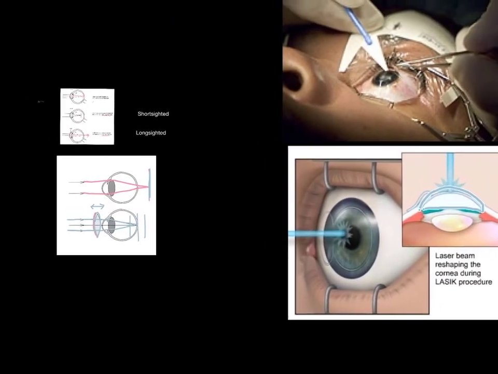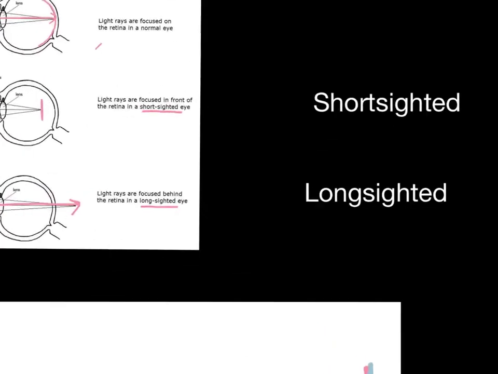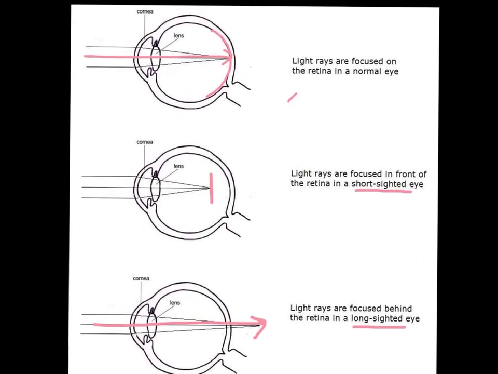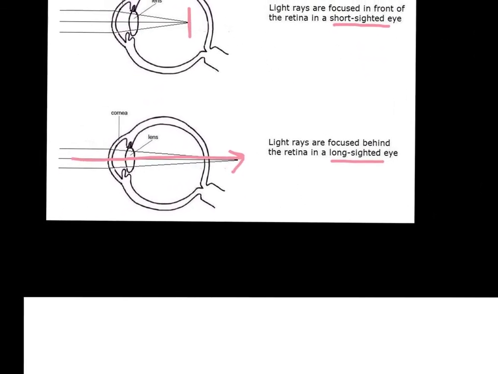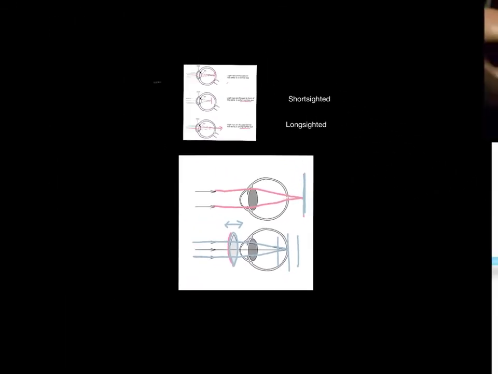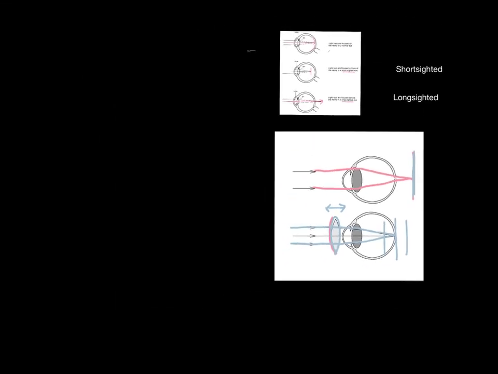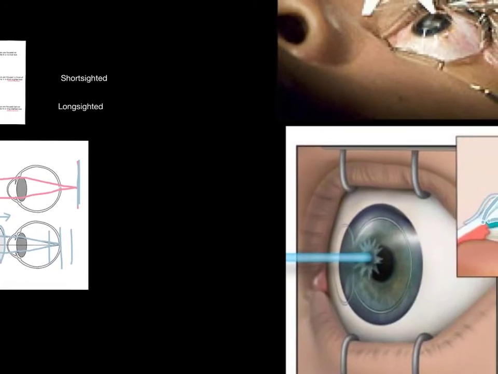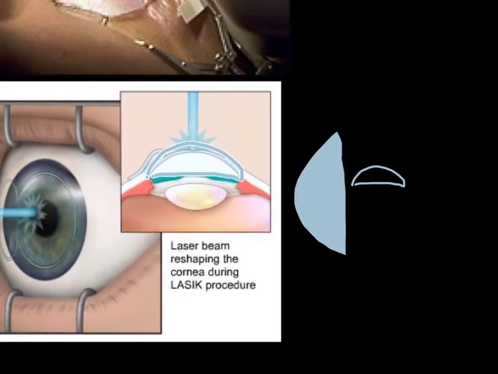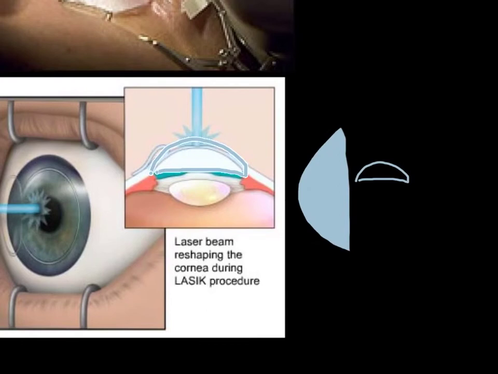So, in summary, we've talked about people who are short-sighted, where the image gets focused in front of the retina, and long-sighted, where it gets focused behind the retina, and how we can use convex lenses to cure people with long-sightedness. And they can either do that with glasses, or the more extreme way is through laser eye surgery, also the more expensive way.